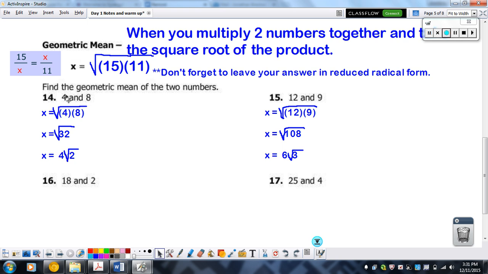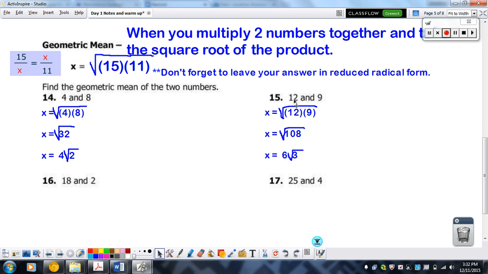So if we look at number 14, the geometric mean of 4 and 8, x is going to be the square root of 4 times 8. 4 times 8 is 32. So x is the square root of 32. You're going to reduce that radical, and you'll end up with x equals 4 square roots of 2. You will go over reducing radicals in class. You're going to be doing it a lot over this unit.